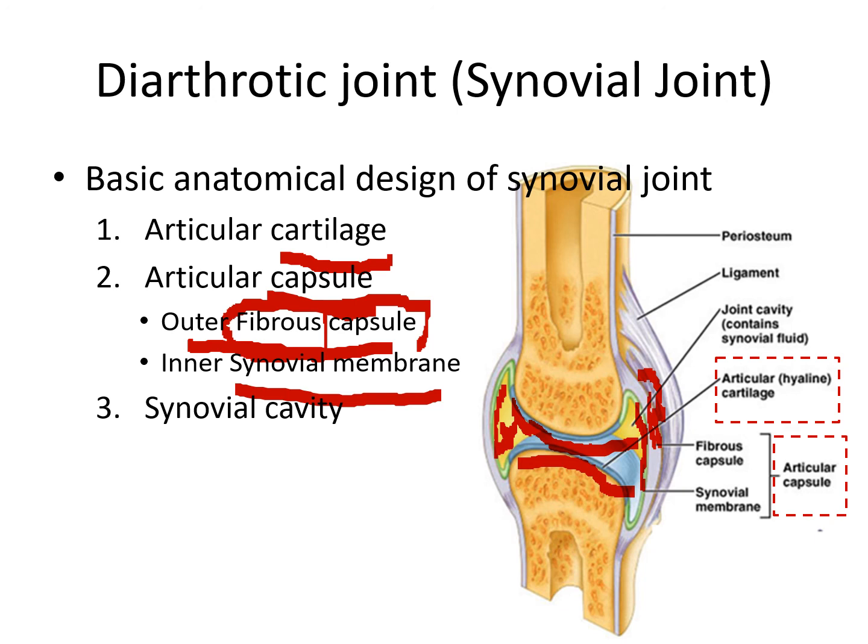So the question is this: what are the functions of synovial fluid? The first answer would be used for lubrication. Correct. Second answer would be it provides nourishment to the articular cartilage. Very good.